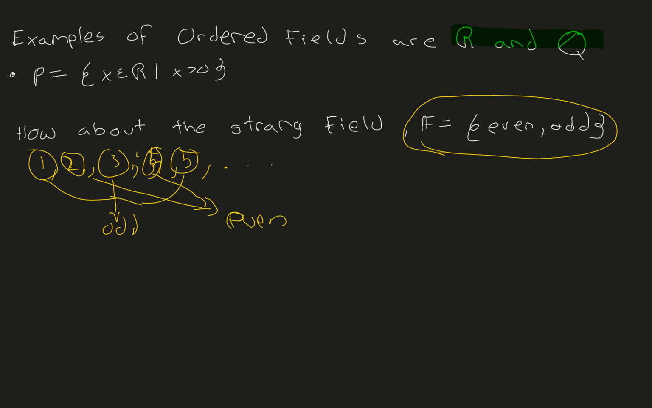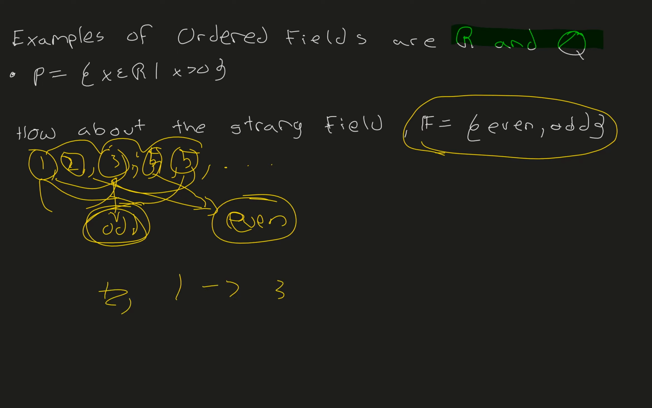So in this field, there's no order, right? When you go from 1 to 3, you're actually going back to 1, because it's the same thing. If you're going from 1 to 3 to 5, you're actually moving back to 3 and back to 1, because it's the same element they're representing. They're all representing the odd element. So if you go from 1 to 3 to 4 to 5, you're actually going in a circle. So there's no order in this field.